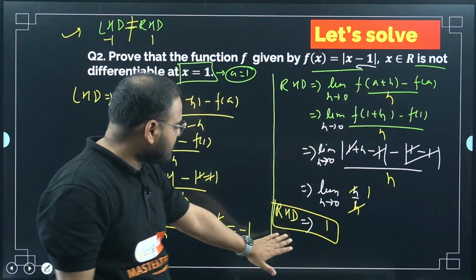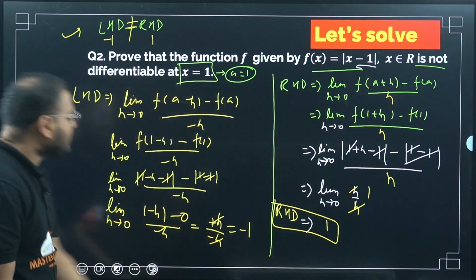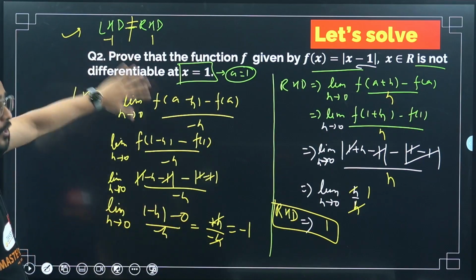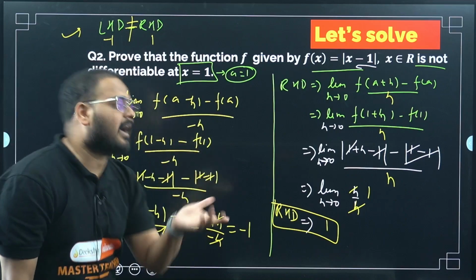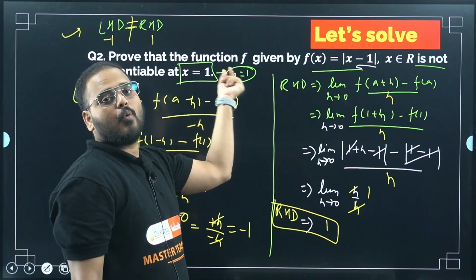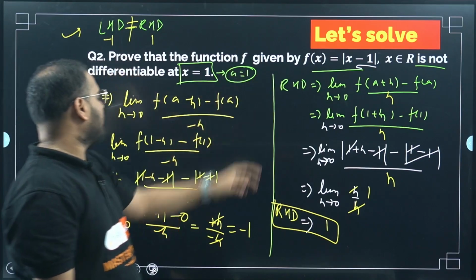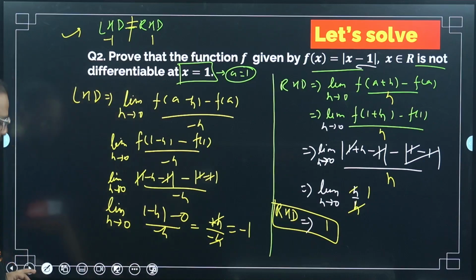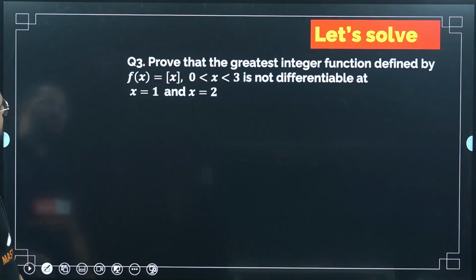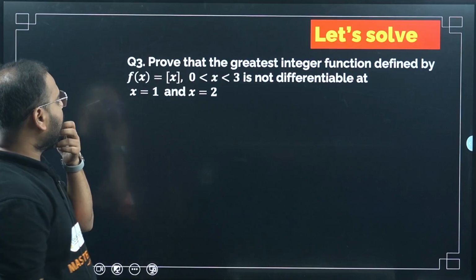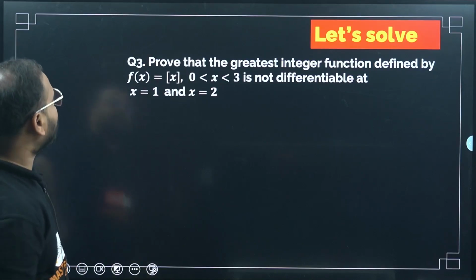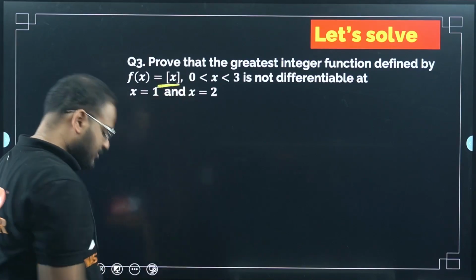So we have got the RHD as 1, LHD as minus 1, left hand derivative as minus 1, and they're not equal to each other. It means the function is not differentiable at the point x equals 1, or a equal to 1. Moving on. Can you move on to the next problem? Okay. Let's see. Alright. Prove that the greatest integer function defined by, this is a very simple question.